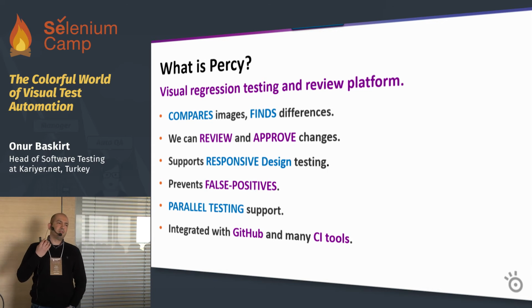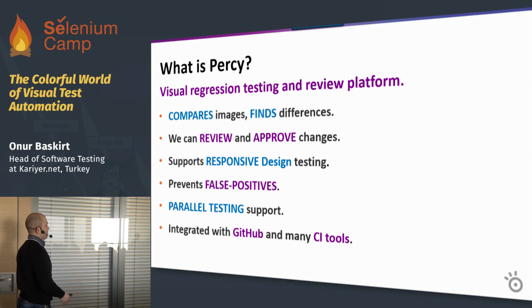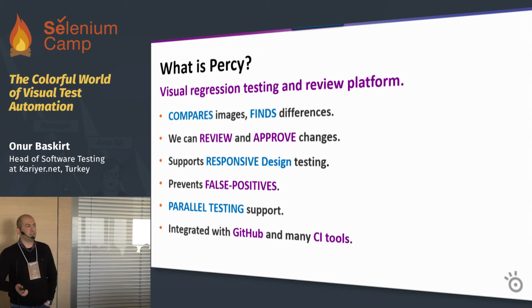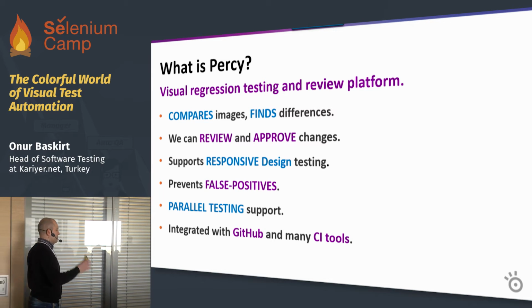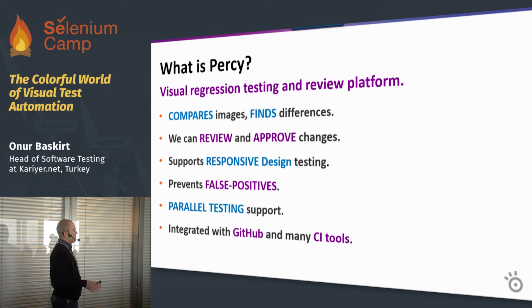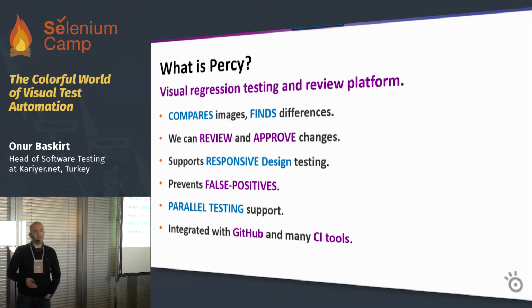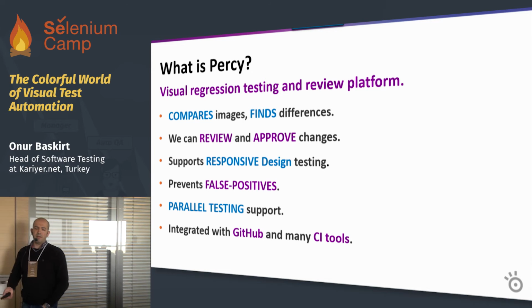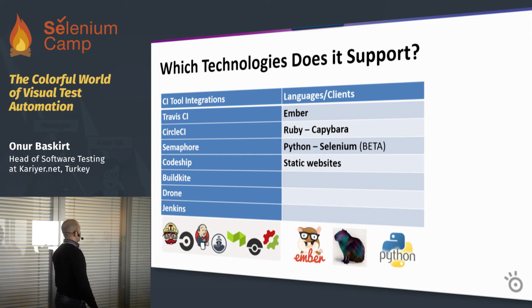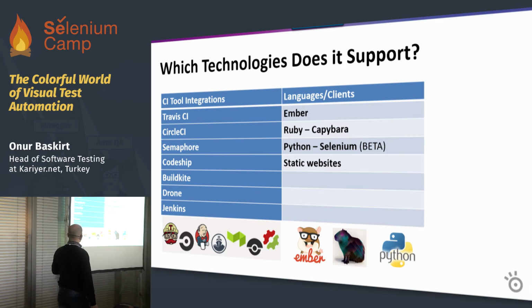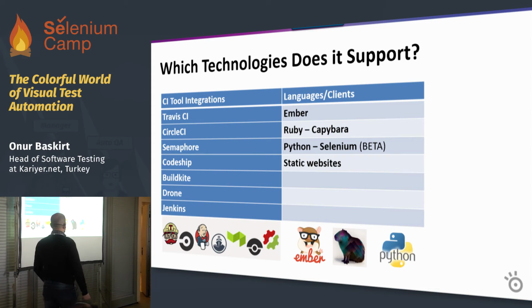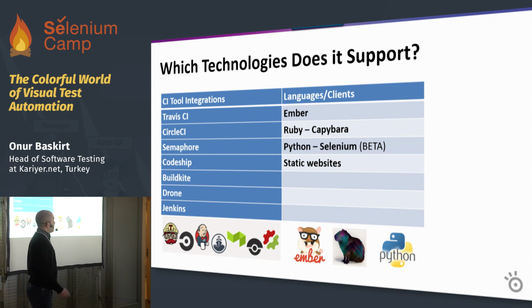It supports responsive testing. It's so easy to do that. You just do some small tricks I will show you. It also prevents false positives, such as dynamic content. It stops GIFs at the first frame, and it also ignores or stops some CSS animation and transition styles. Also, it supports parallel testing and is integrated with GitHub and many CI tools, such as Travis, Jenkins, CodeShip, and a bunch of other CI integration tools. And you can use Percy with Ember, Ruby Capybara, and Python Selenium.